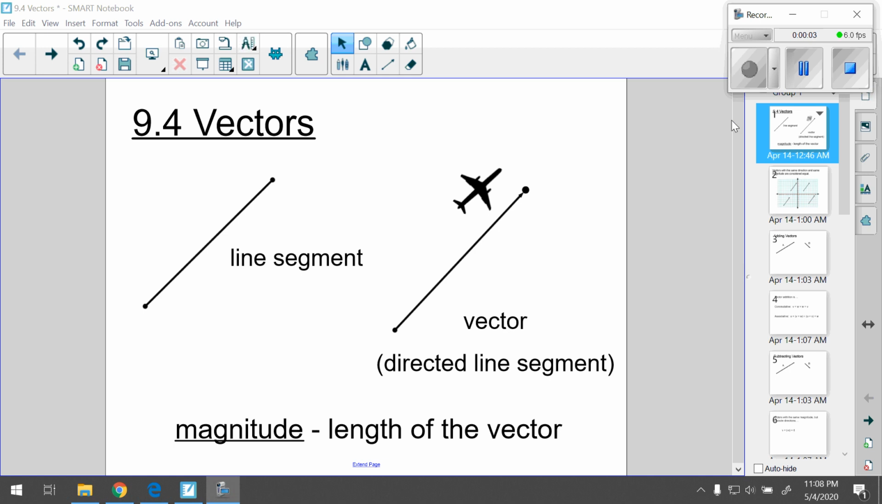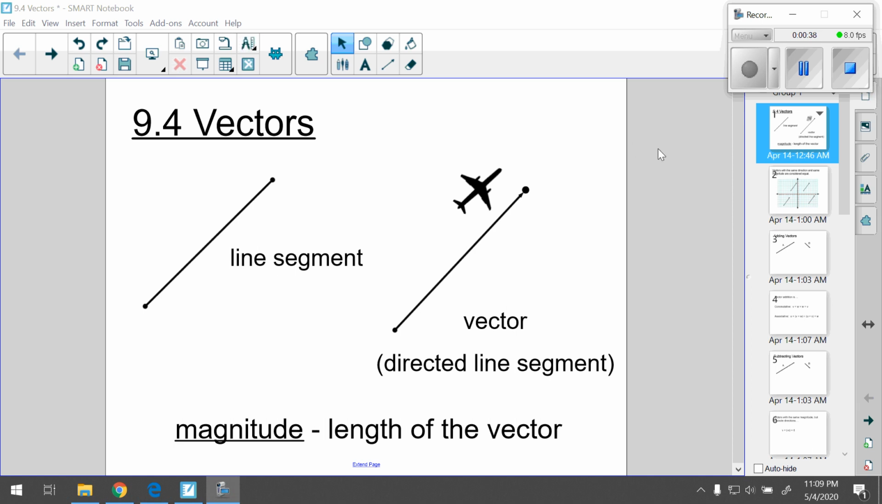Hello, class. Today we're going to be talking about vectors in lesson 9.4. Vectors are something that are usually studied in a physics class, so those of you who have taken or are currently in physics may have studied some vectors already and may know a little bit about vectors. There are many applications that we can use vectors for, both in math class and in a physics class. What vectors are, they are directed line segments.